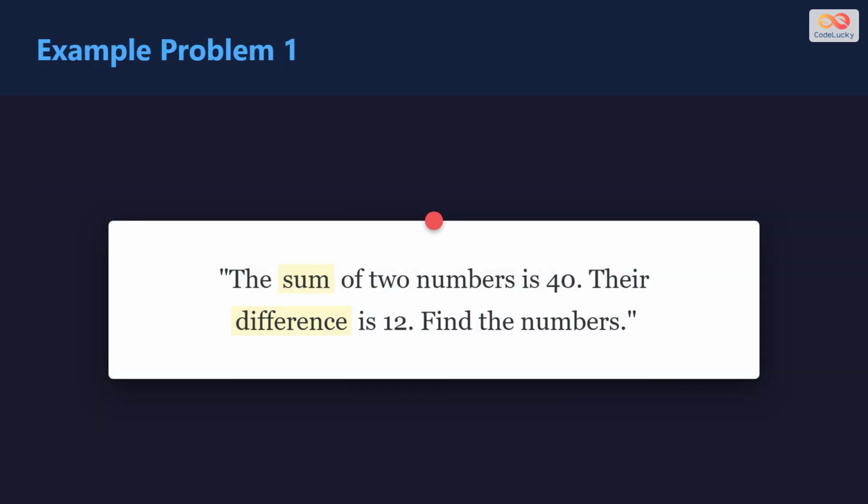Let's try a full example. The problem states, the sum of two numbers is 40. Their difference is 12. Find the numbers. We need to find two values that satisfy both of these conditions simultaneously.